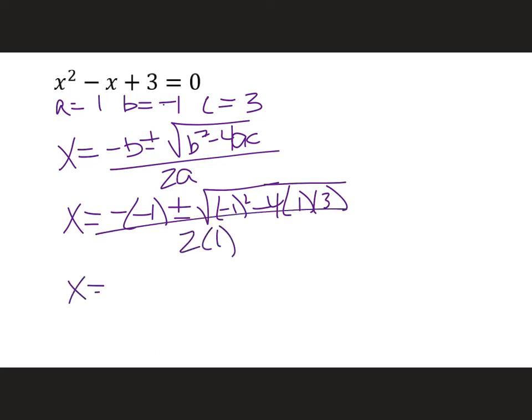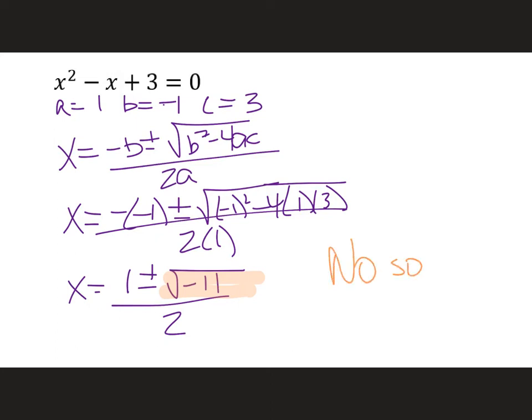And then we end up with 1 plus or minus the square root of, this is 1 minus 12. 4 times 1 times 3 is 12. So 1 minus 12 is negative 11 all over 2. We can stop because this value is negative, and there's nothing times a negative that will ever come out of that radical. And so that means that this is one of those graphs that has no solution.